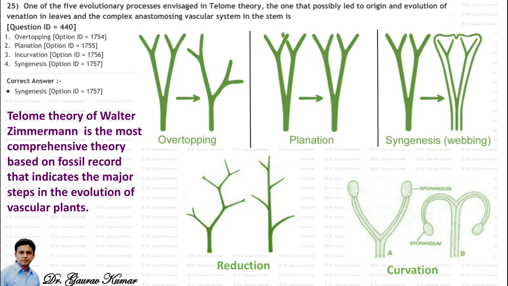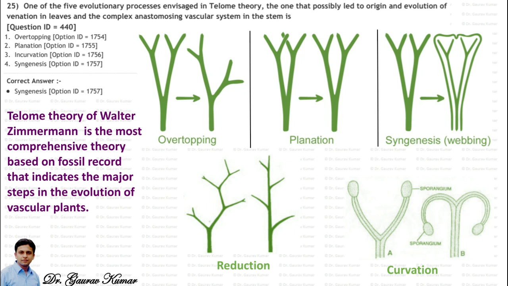In planation, the one which I just explained, you can see the 3-dimensional structure. One branch was behind another branch, so it looks like a 3-dimensional structure that was then converted into a 2-dimensional structure to accommodate various other functioning organs.